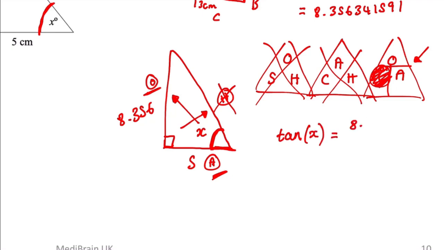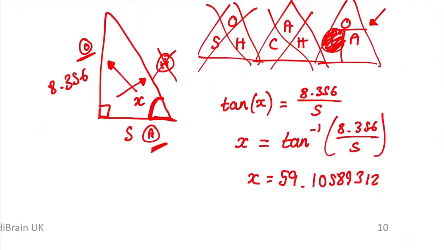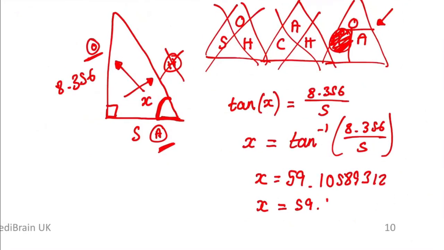O is 8.356 divided by A, which is 5. And to work out our angle, we're going to inverse tan to get x by itself. We're going to inverse tan of everything on the other side. And that's what we type into our calculator. Okay, so tan minus 1 of your answer divided by 5. And that's going to give us an answer of 59.10589312. And it does say to one decimal place, so it says x equals 59.1 degrees.